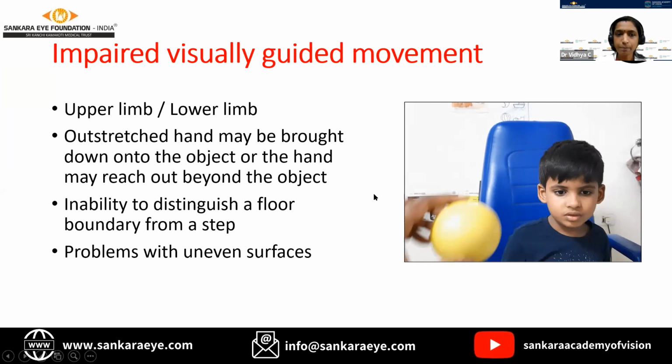This can involve the upper limb or the lower limb. The outstretched hand may be brought down onto the object, or the hand may reach out beyond the object to hold it. There can be an inability to distinguish a floor boundary from a step. There can be problems with uneven surfaces.